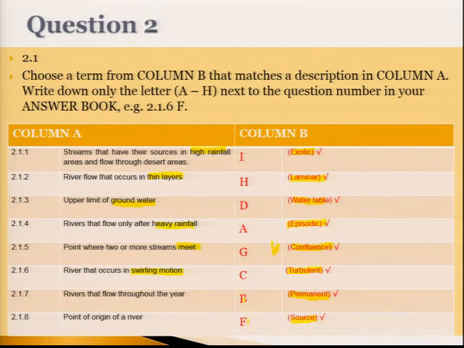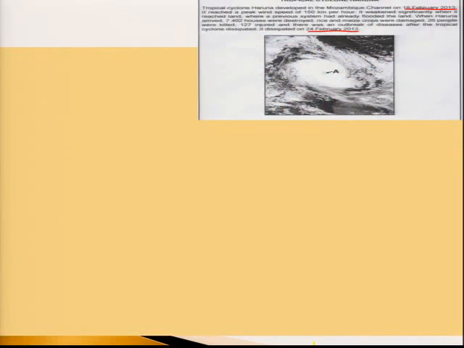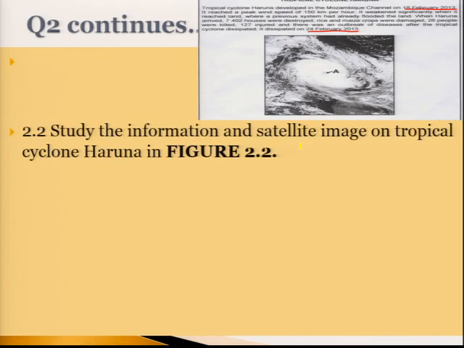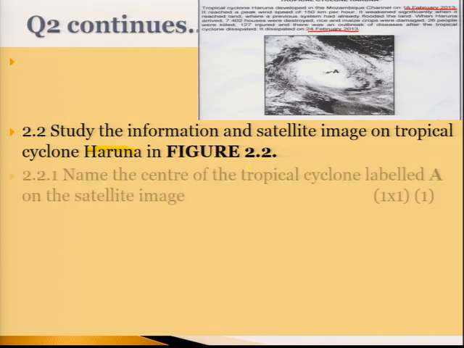Like I'm saying, we also credit them when they have given us the alphabets correctly, or when they've given us the words that we want to talk about. Now let's talk of question 2, continuing, figure 2.2. Study the information on the satellite image of the tropical cyclone Haruna, and take into consideration figure 2.2.